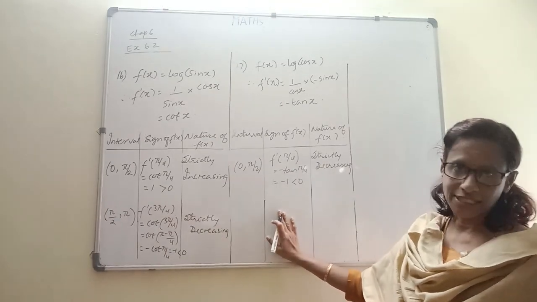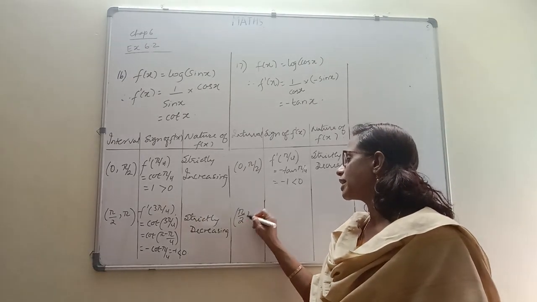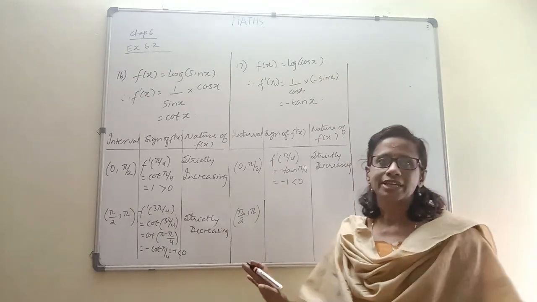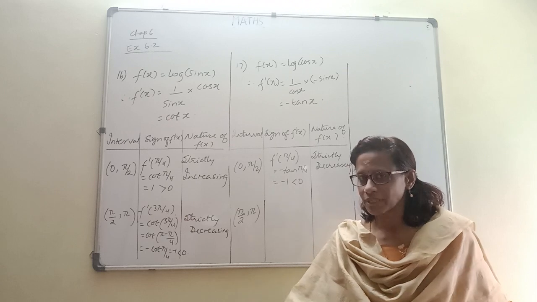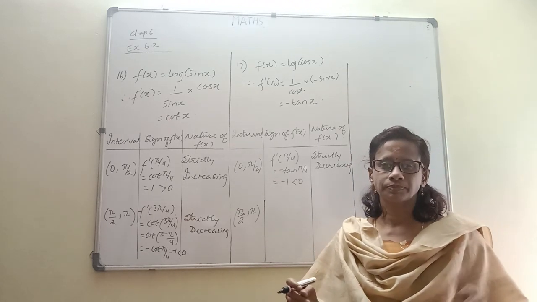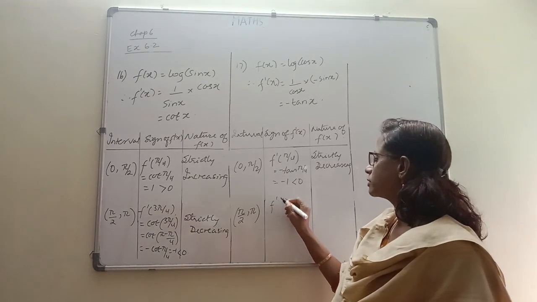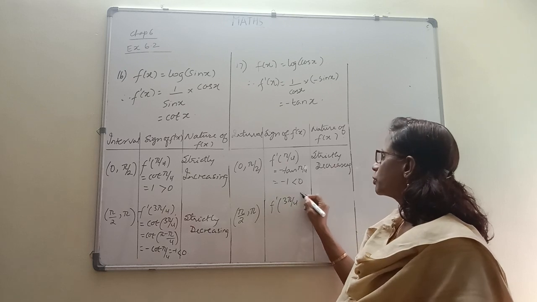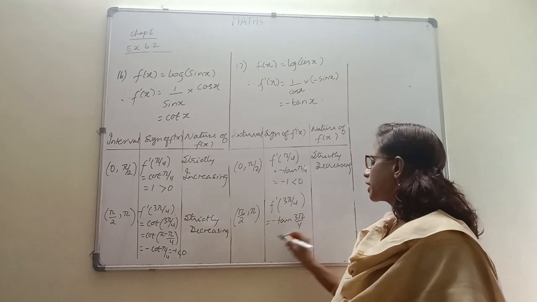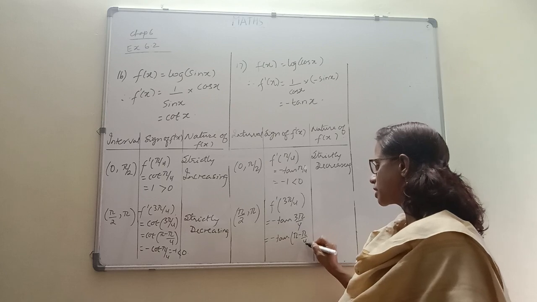So let's go to the next interval. They have told us the interval between pi by 2 to pi. And what do they tell in that interval? Generally we'll take 2 pi by 3 and 3 pi by 4. 2 pi by 3 means it's 120 degrees and 3 pi by 4 means it's 135 degrees. So we'll have f dash maybe at 3 pi by 4. That means it's maybe tan 3 pi by 4, which we can always write as tan of pi minus pi by 4. It's the same.